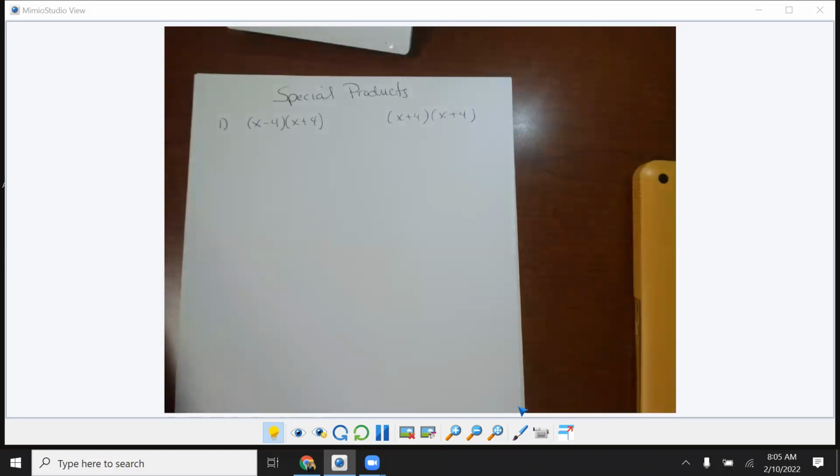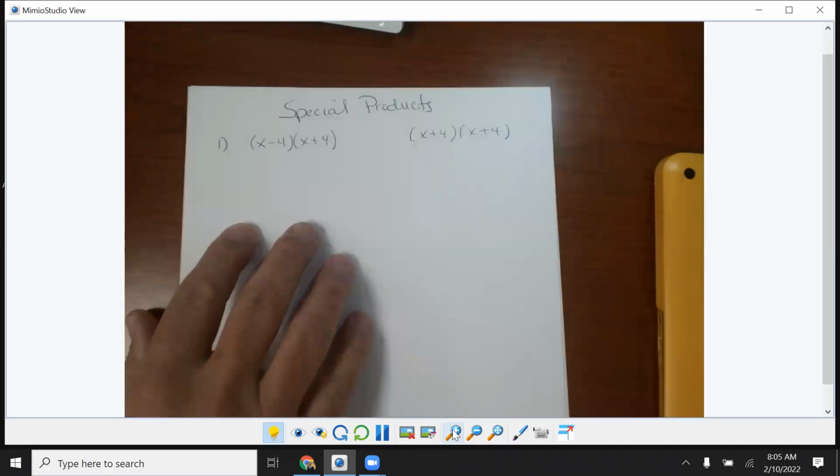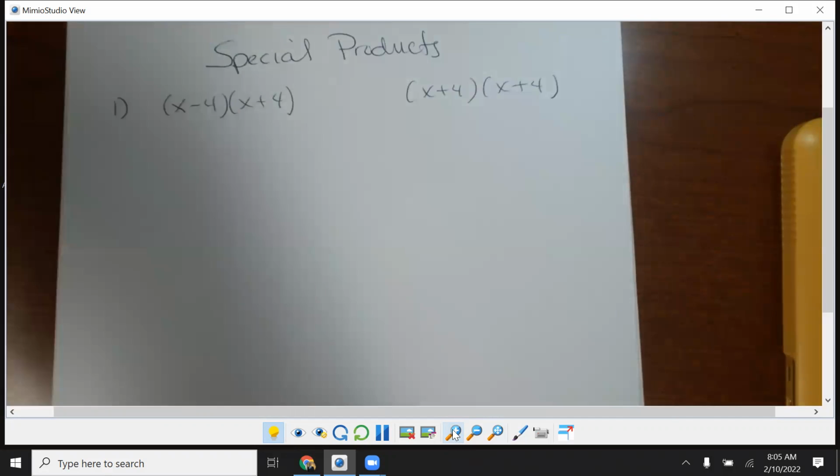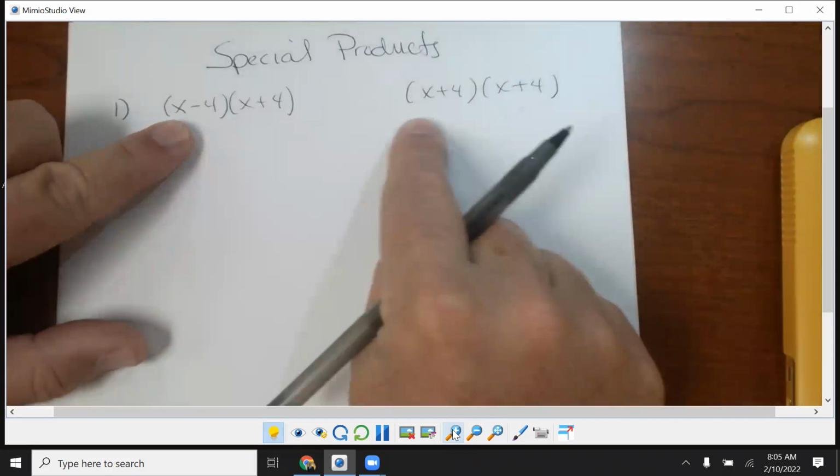I'm doing a video on the special products. I have two examples here. I'm going to try to zoom in a little bit for you so you can see the two problems here. I want you to notice what's different about the two problems. If you look at them, they're exactly the same except for one thing. You have a minus and a plus here and two pluses here.